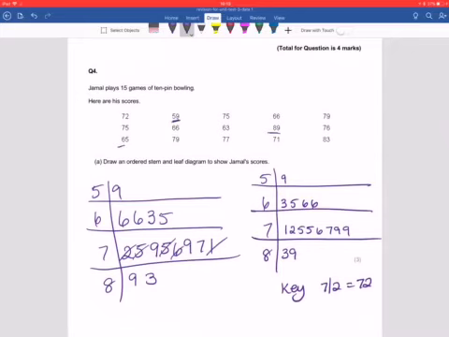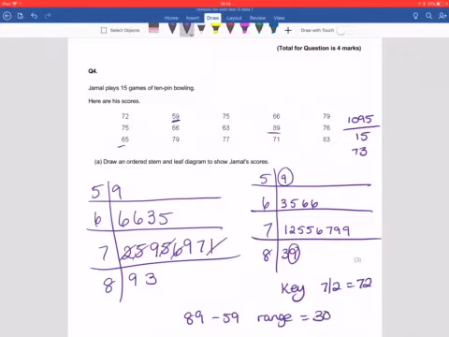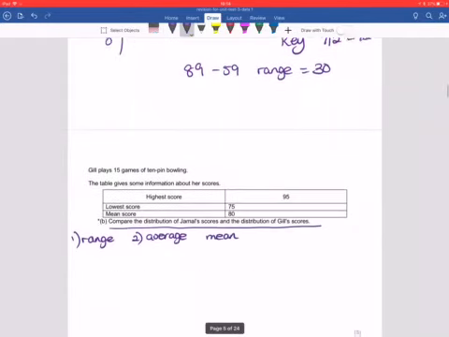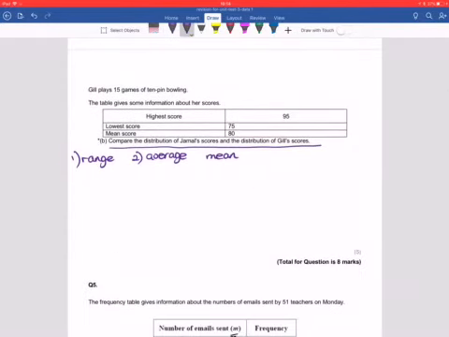And when I added all of these up, with my calculator, I should have got 1095. And there's 15 games played, so I divide by 15, and you should get that the mean's 73. Right, his highest score is 89, and his lowest score is 59, so his range must be 30. So he's got a range of 30 and a mean of 73.